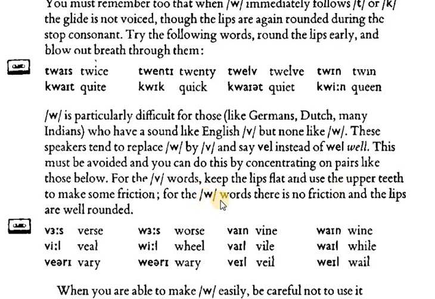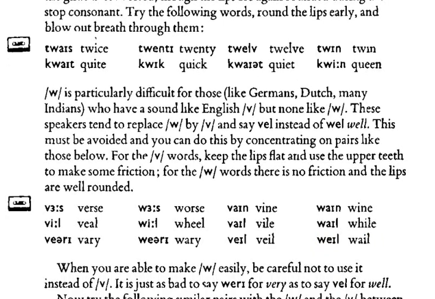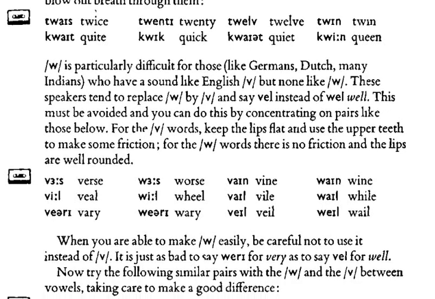But for w there is no friction, and the lips are well rounded. He makes a comparison here between v and w. Verse, worse, veal, wheel, very, worry, vine, wine, vial, while, veil, and whale. I should know how to differentiate between the two sounds v and w.